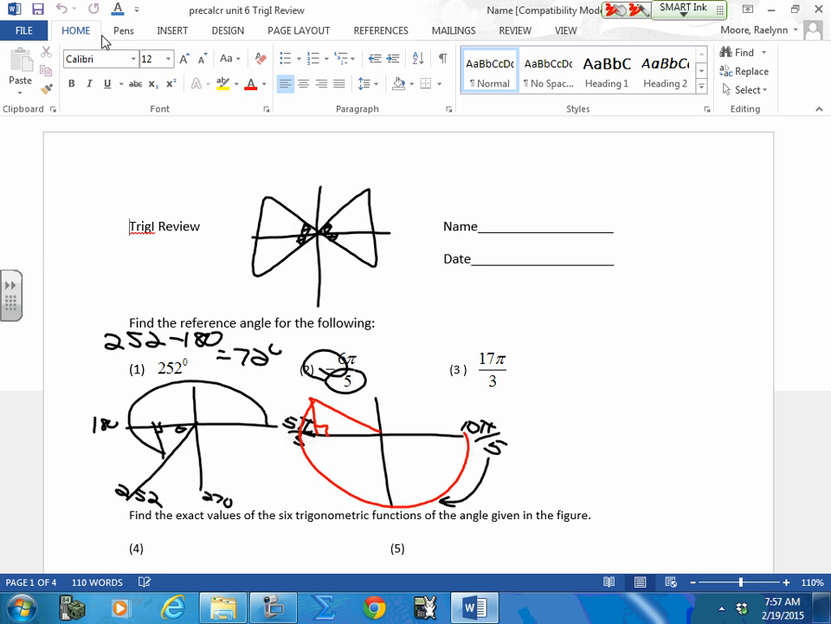5 goes into 180 how many times? 36. This is 36 degrees. 4 pi over 5. It's got to be 1 pi over 5, right? No matter where this is, this will make a bow tie. So you could say pi over 5 is your reference angle, or 36 degrees.